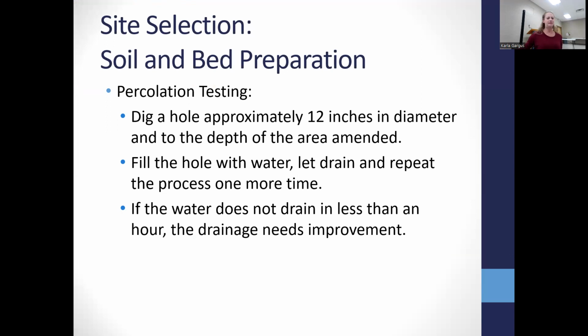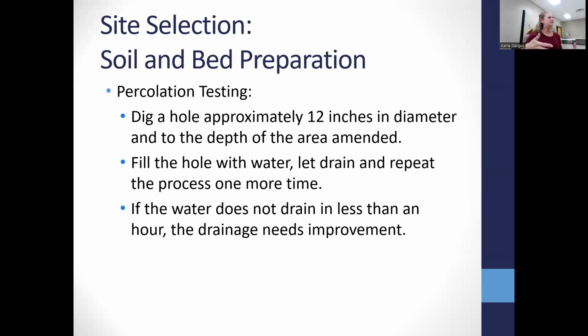Okay, so this is kind of like a perk test. If you need to check your soil to see how well it's draining, you're going to dig a hole approximately 12 inches deep, 12 inches wide, and then you're going to fill that hole with water and let it drain. See how long it takes to drain. And then you want to repeat it one more time. If the water does not drain in less than an hour, it definitely needs improvement.